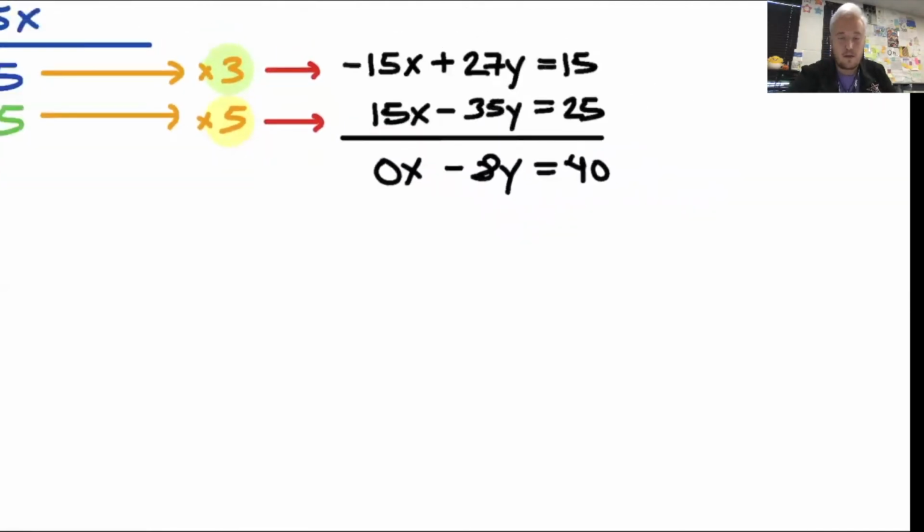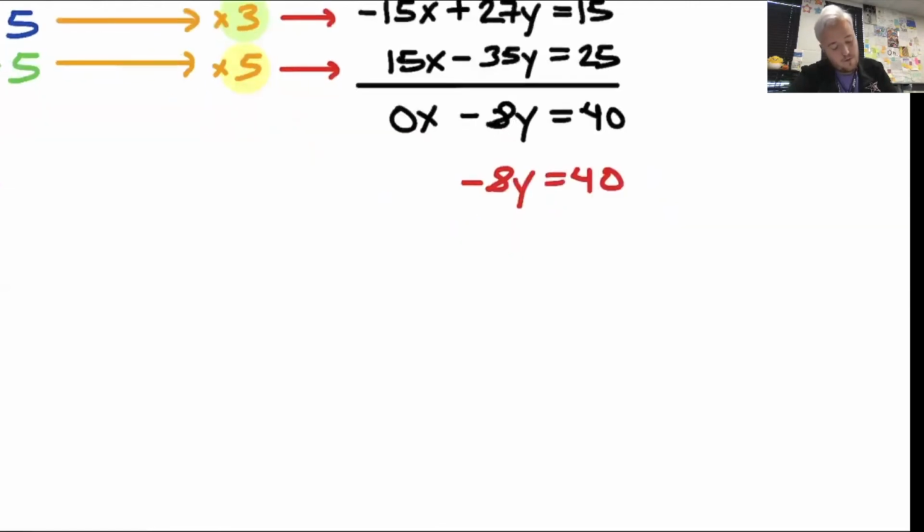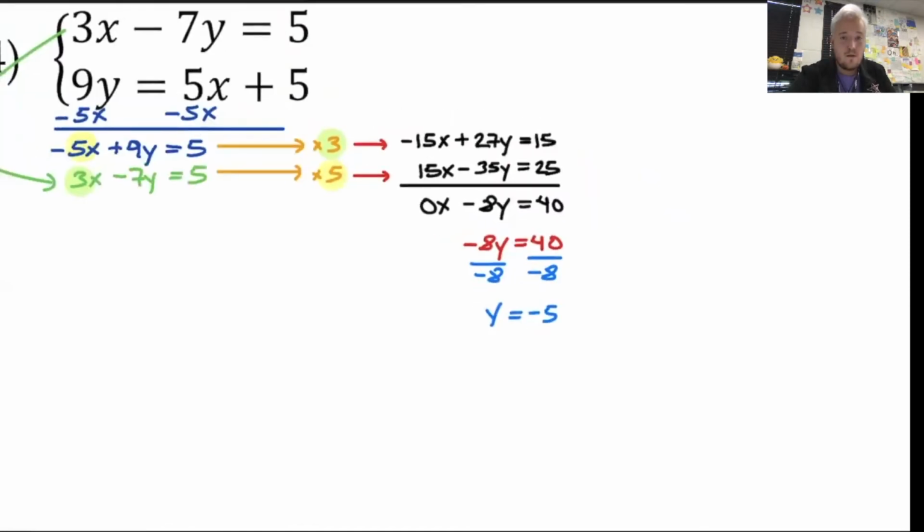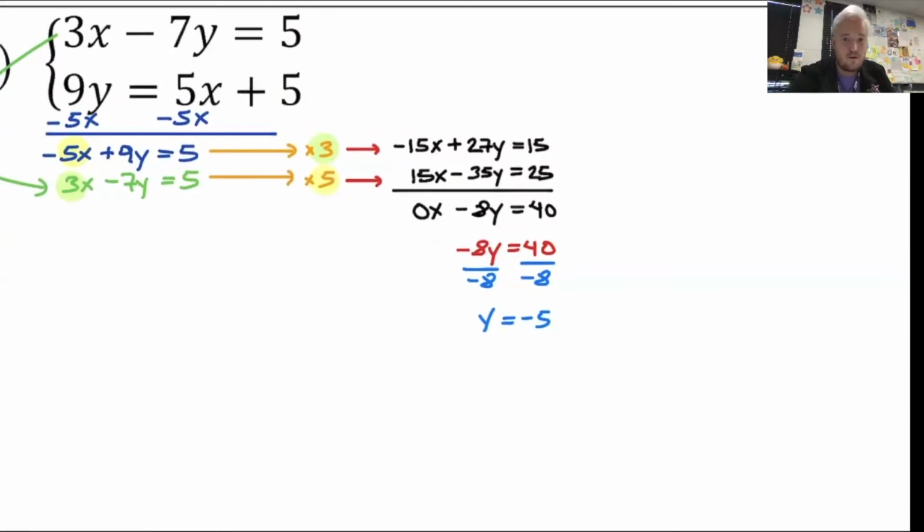All right, so now I'm going to have negative 8y equals 40. Now I want to divide by a negative 8. So when I divide by a negative 8, that's going to give me negative 5. So now that I found the y value, now I got to plug in and find the x value. So that was all just to find one value.